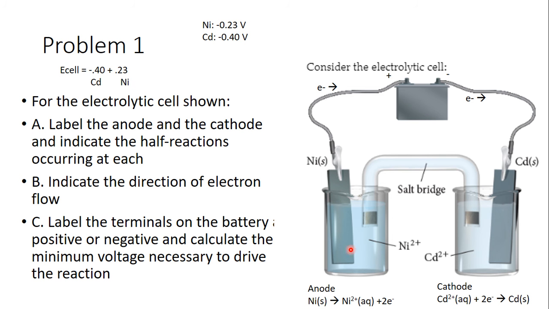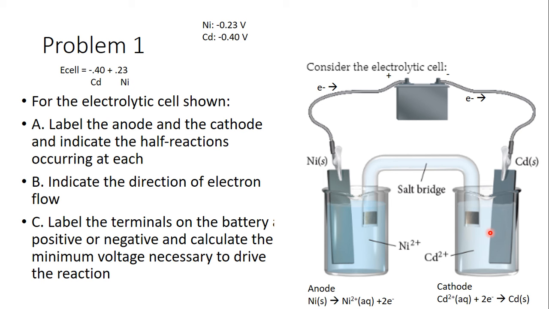So if you were actually to run this reaction, after a while you would see your nickel electrode would decrease in mass. It looks like it would be eaten away, while the cadmium would grow in mass. Looks like it is growing new material.